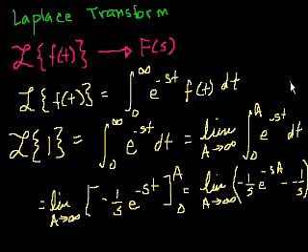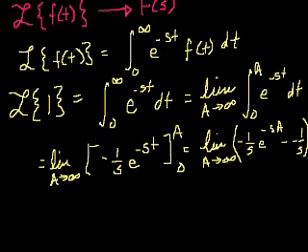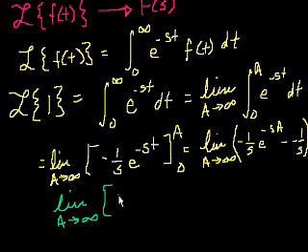Fair enough. And then let me scroll down a little bit. I wrote a little bit bigger than I wanted to, but that's okay. So this is going to be the limit as a approaches infinity of minus 1 over s e to the minus s a minus 1 over s, so plus 1 over s.